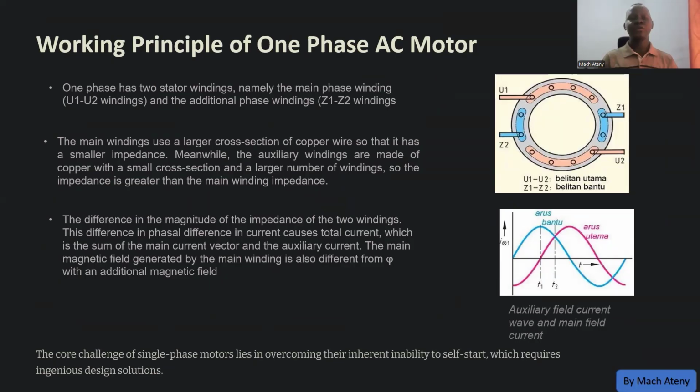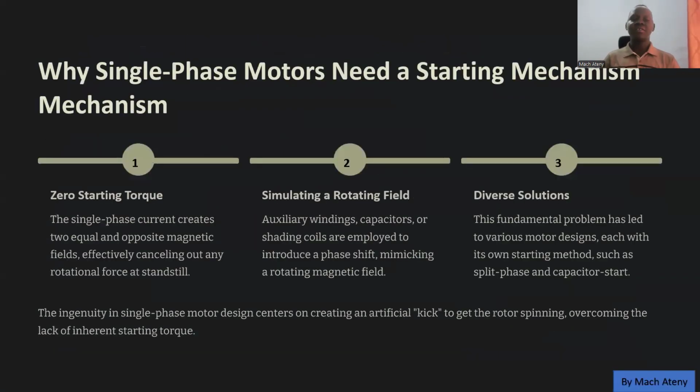The main winding uses a larger cross-section of copper wire. In this diagram, the difference in the magnitude of the impedance of the two windings results in differences in current, the total current, which is the sum of the main current vector and the auxiliary current. The main magnetic field generated by the main winding is also different in current from the additional magnetic field.